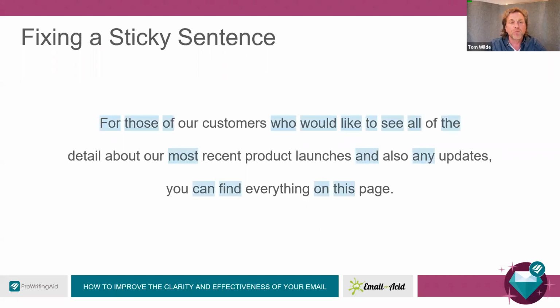Right. Now, if I read those out: for those of who would like to see all the most and any can find on this, you've got no idea what I'm talking about. So you see, they don't actually add meaning to the sentence. They're just gluing everything else together. However, if we show the working words, customers, detail about recent product launches, updates, everything, page, you're starting to get an idea of what I'm trying to tell you.